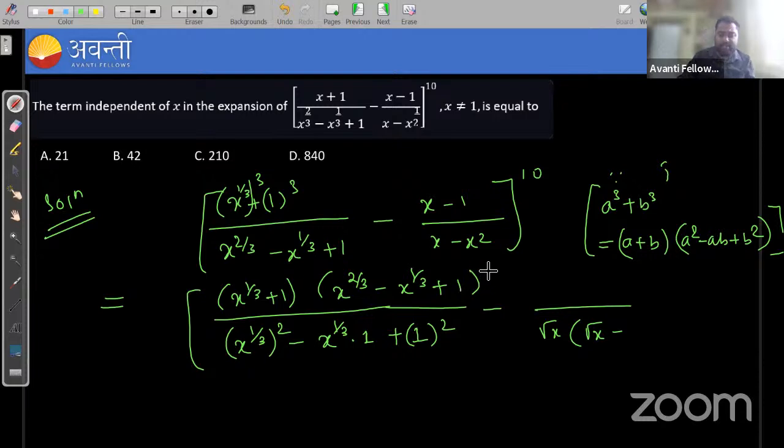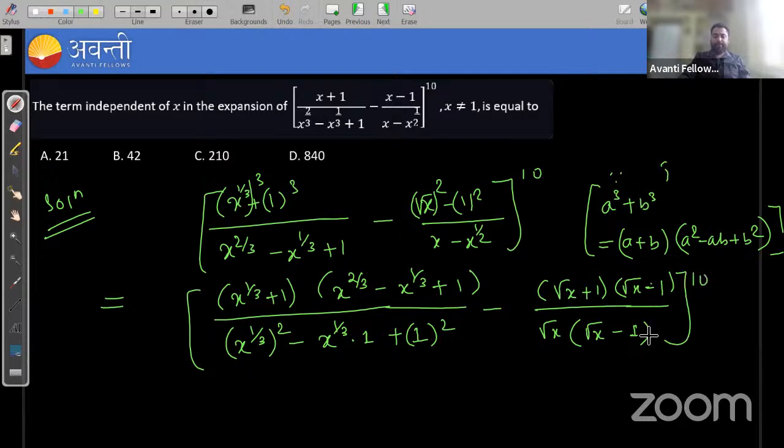It is given that x to the power 1 by 2, sorry, it is 1 by 2. So root x common ले जाएंगे तो ये हो जाएगा 1, right? So if we take root x as common, this will be root x minus 1, and in the denominator we are having root x square minus 1 square we can write. This can be written as root x plus 1 into root x minus 1 also, whole to the power 10, right?